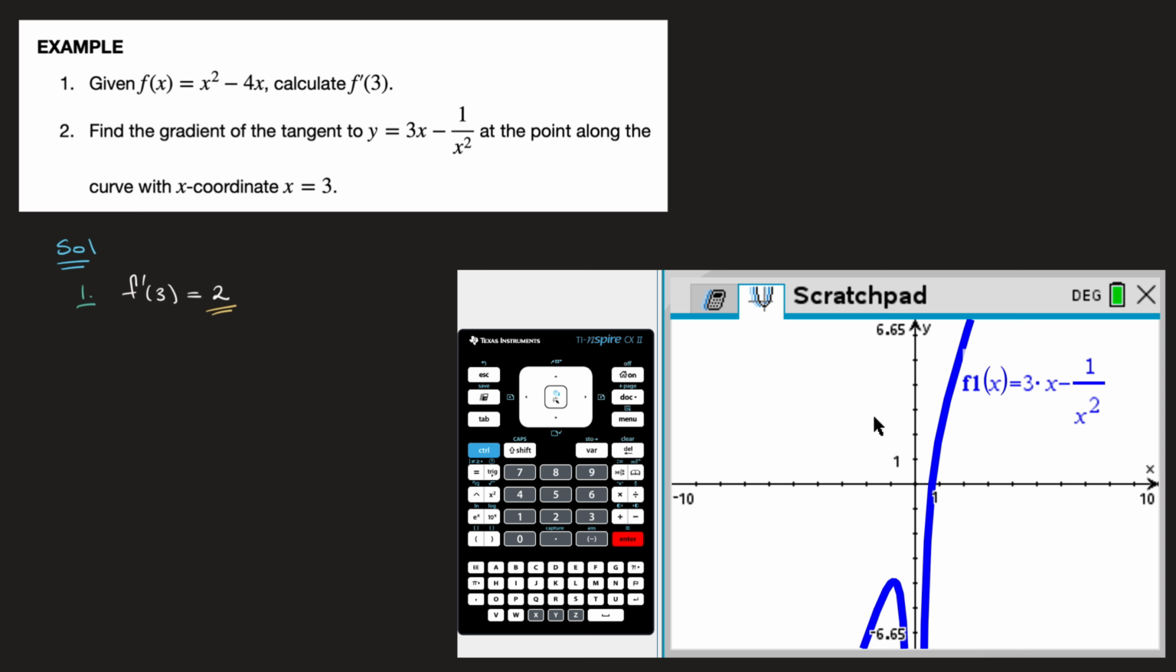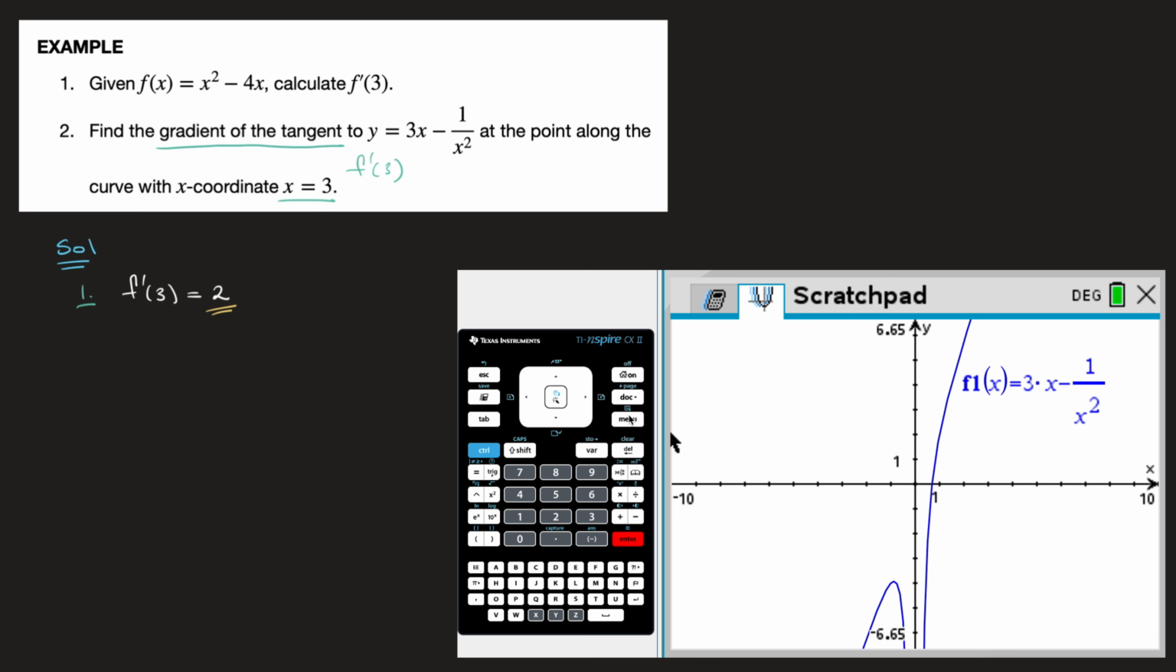And let me point out that to answer this question, an important thing to keep in mind here is that the gradient of the tangent when x equals 3, that's the same thing as f dash of 3. In other words, we need to evaluate this function's derivative when x equals 3. Remember, the derivative function tells us the gradient of the tangent. And so back to the calculator, now that we've entered the function, there are two ways of finding that derivative. One way is to do that directly here on the graph.